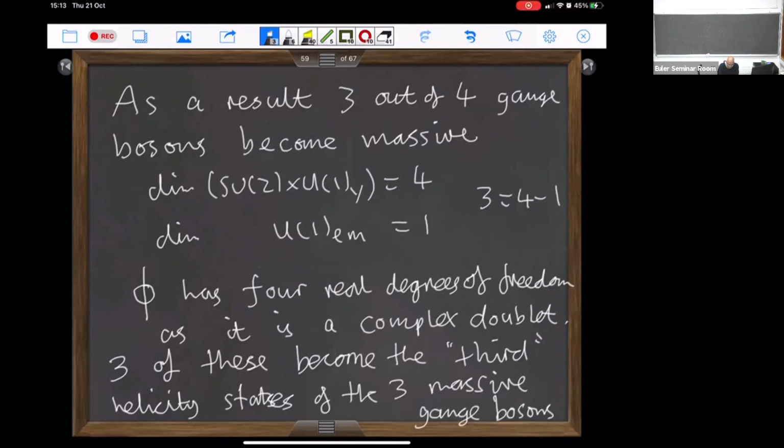Since big phi, sorry, has 4 real degrees of freedom because it's a complex doublet, 3 of these are like the pi's of the previous model. So we'd have 3 quote unquote pions. They become the 3 required helicity states for the massive gauge bosons. And the 4th one remains as a massive scalar field with a positive mass squared, and its excitations correspond to the physical Higgs boson.